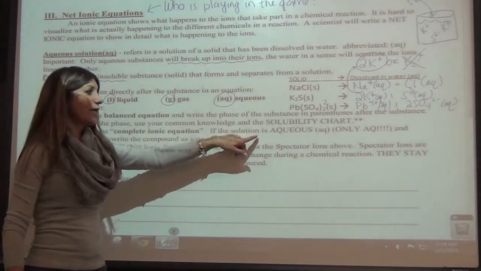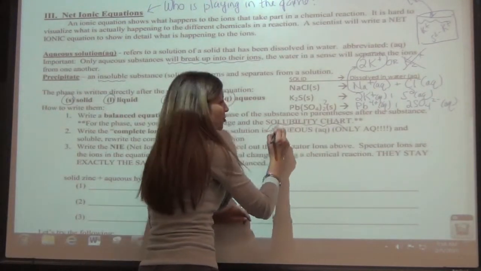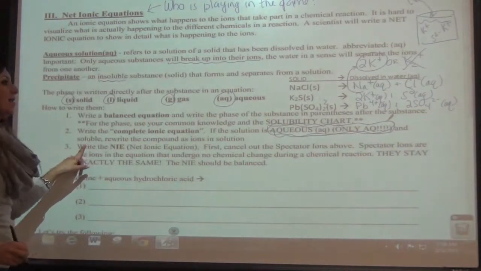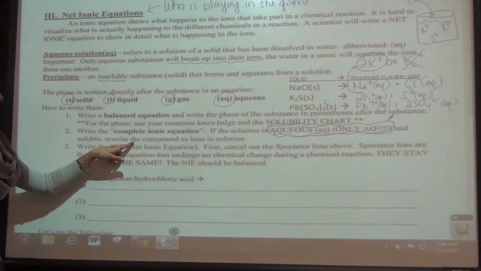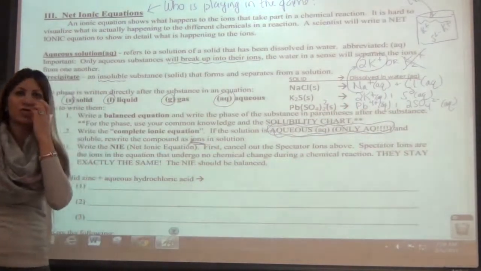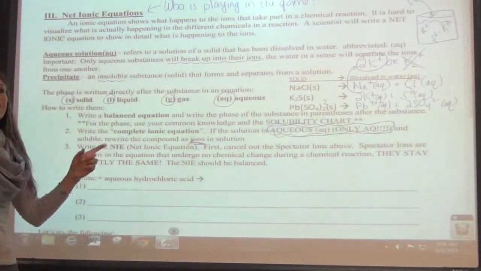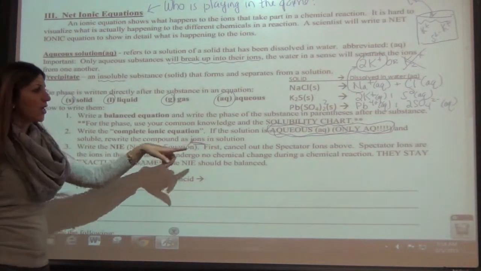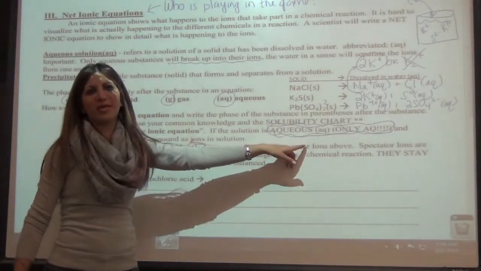If it's aqueous and only aqueous, I want you to bubble this word in. If it's aqueous and only aqueous, and soluble, then you're going to rewrite the compound as ions in solution. You're going to break it up into its ions. So only if it's aqueous. And then the third thing is, we're going to write our NIE. And the way you write your NIE is you're just going to cancel out your spectators.